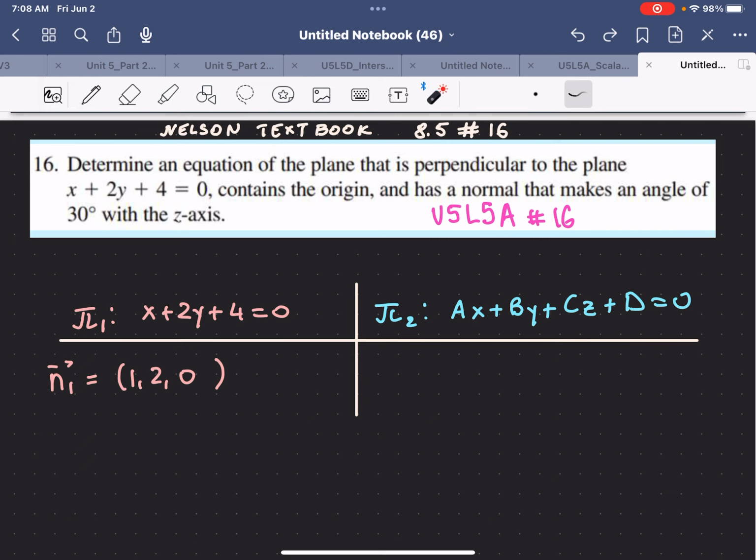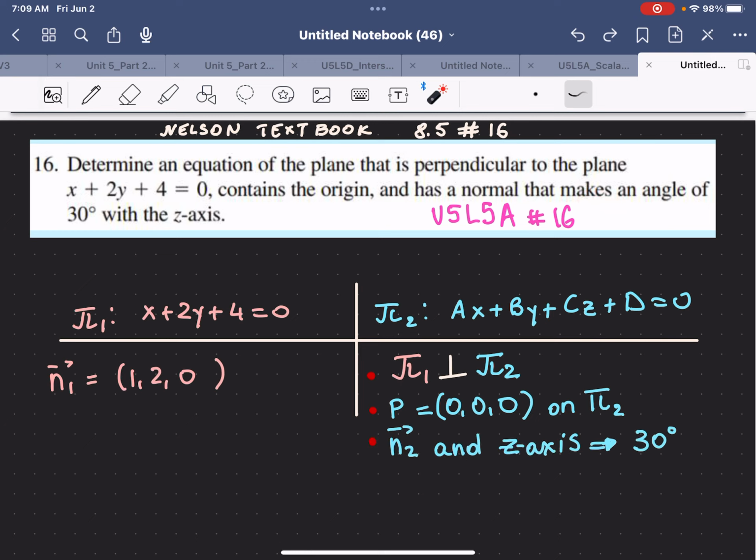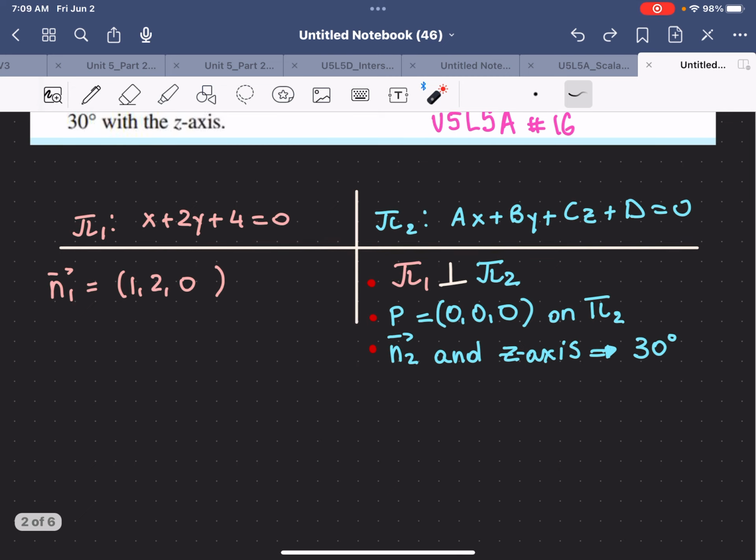Now, about plane pi 2, we have a lot more to say. Number 1, plane pi 2 is perpendicular to plane pi 1, so the two of them are perpendicular to each other. The second piece of information is that plane pi 2 contains the origin, so we have a point on pi 2 with coordinates (0, 0, 0). And plane pi 2 has a normal that makes an angle of 30 degrees with the z-axis, so we'll write that down as well. These three pieces of information will help us determine the equation of plane pi 2. We're going to start using them one at a time.